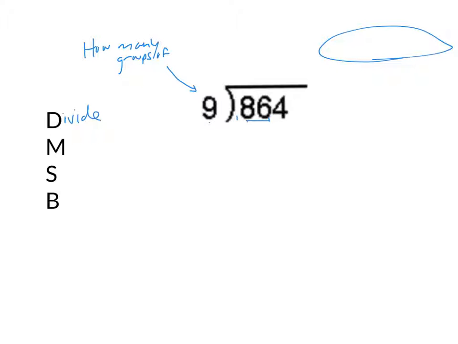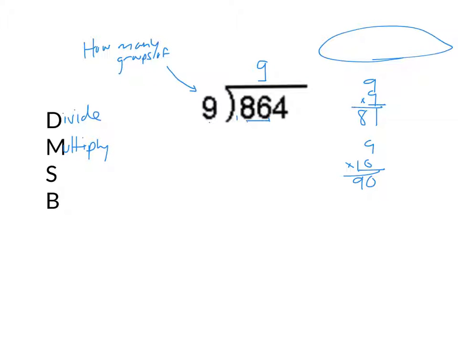So I know that 9 times 9 is 81. And I know that 9 times 10 is 90. And so this is too big. I know it doesn't go in 10 times, but I do know it goes in 9 times, or there could be 9 groups of 9. Alright, so I just divided. This part right here is dividing. Next, I'm going to multiply.